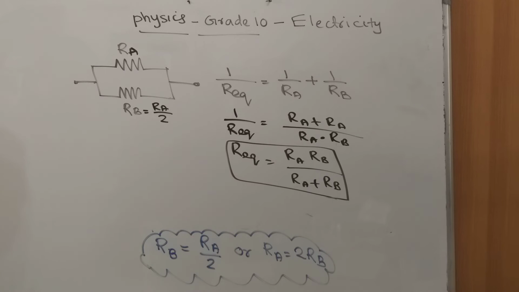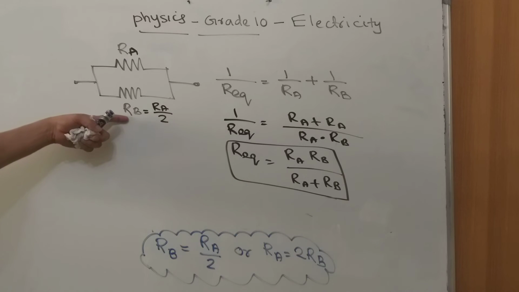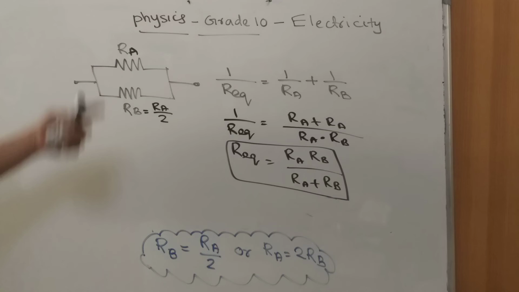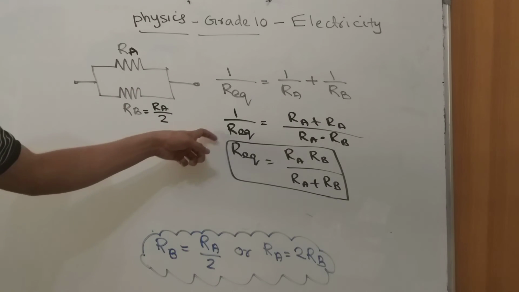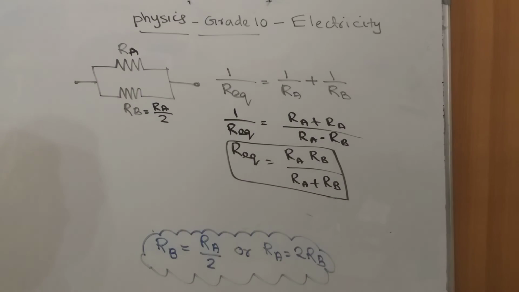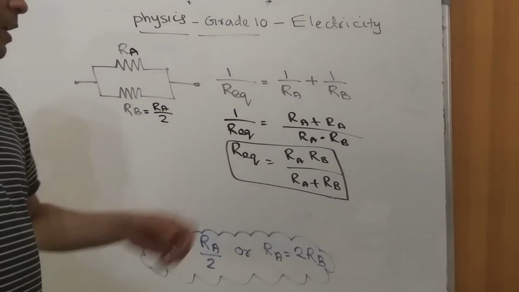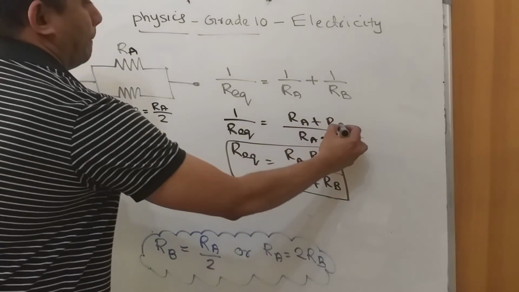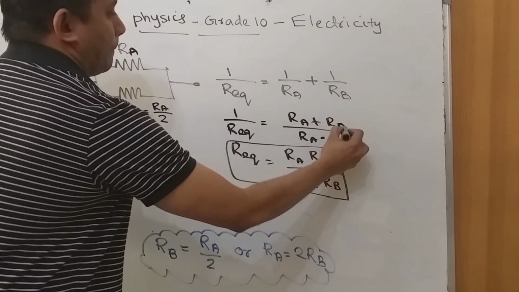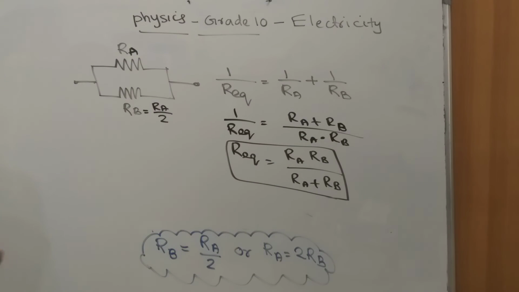The same question can also be addressed in terms of RB. If you look at RB, then the bottom resistor will be RB, whereas the upper resistor RA is supposed to be 2RB. Now the 1 by R equivalent equation can be further simplified by using the LCM rule, so 1 by R equivalent is equal to RA plus RB divided by RA times RB.